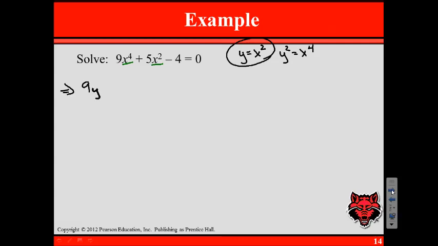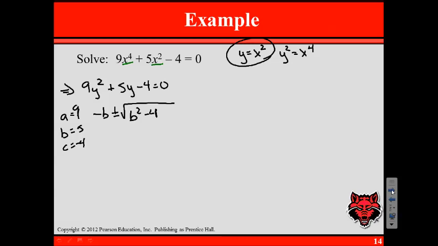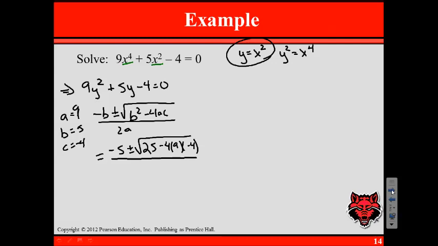This becomes 9y squared plus 5y minus 4 equals 0. We know that a equals 9, b equals 5, and c equals negative 4. Plugging into the quadratic formula, negative b plus or minus the square root of b squared minus 4ac all over 2a gives us negative 5 plus or minus the square root of 5 squared is 25 minus 4 times 9 times negative 4 all over 2 times 9.